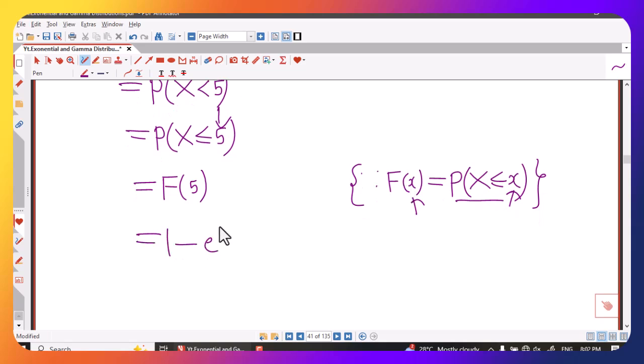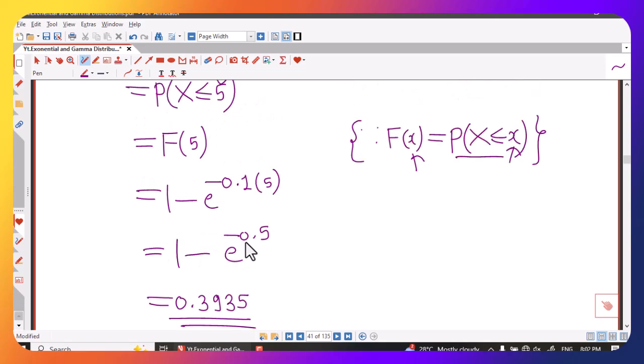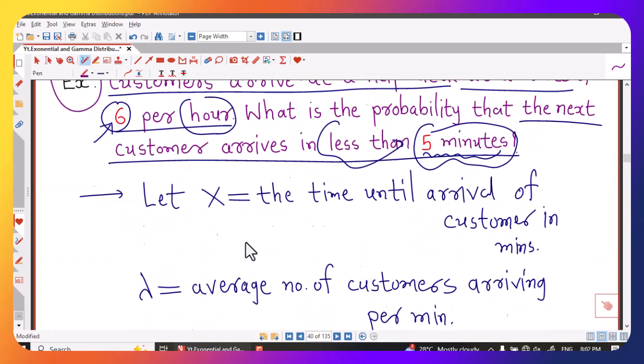So 1 minus e raised to minus 0.1 into 5, and this is 1 minus e raised to minus 0.5, and using a scientific calculator I find this as 0.3935 up to 4 decimal places. So this is an easy problem.